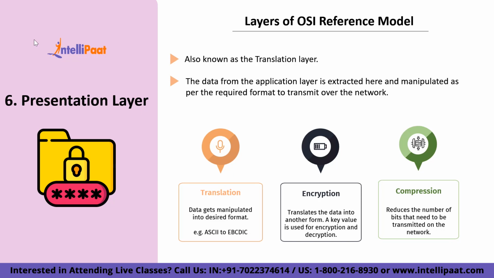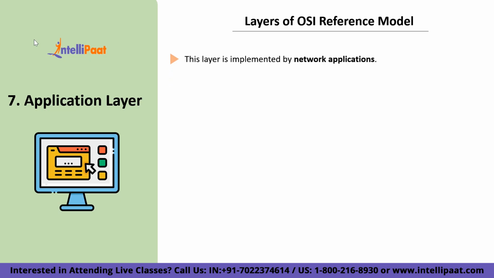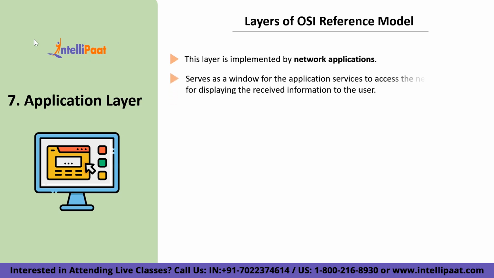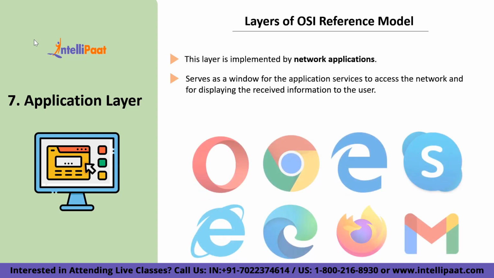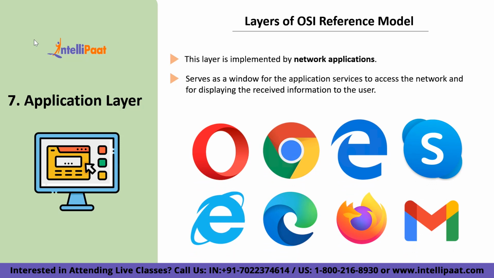At the very top of the OSI reference model stack of layers, we find the application layer, which is implemented by the network applications. These applications produce the data which has to be transferred over the network. This layer also serves as a window for the application services to access the network and for displaying the received information to the user. Examples of this will be all the web browser applications as well as Skype Messenger or Gmail.